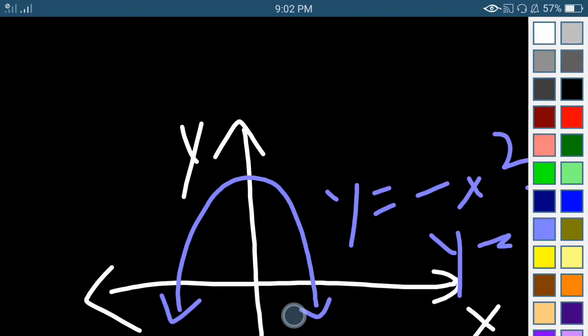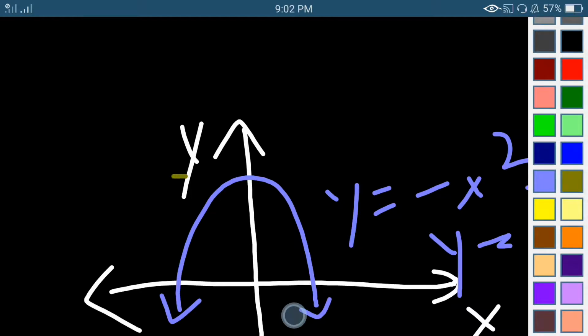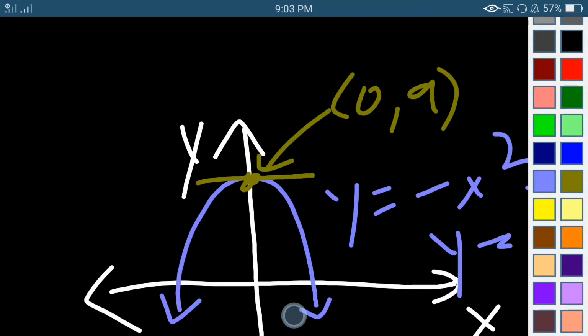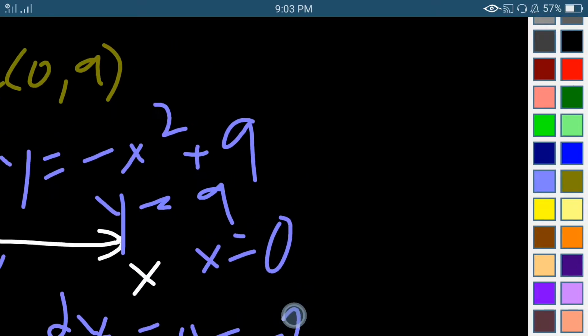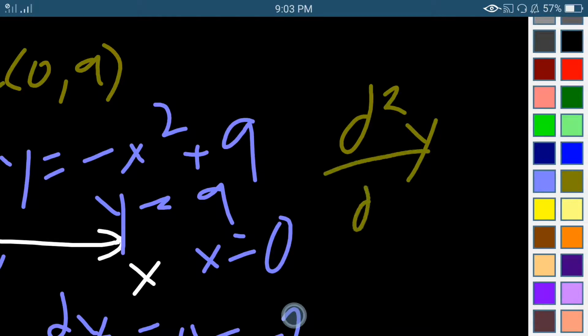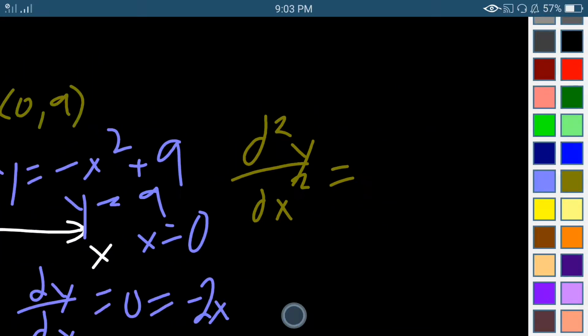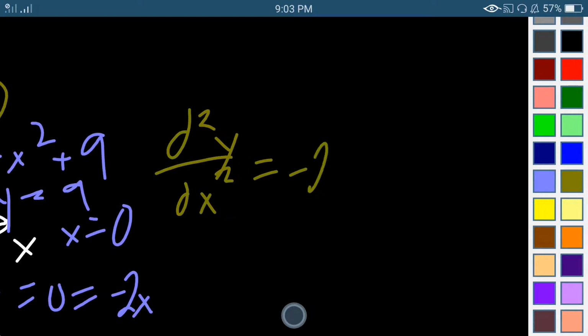So we know that it's a minimum or maximum, and you can clearly see that it is a maximum, but let's assume we don't know that. The point is 0, 9, as indicated by the calculations. Now, all we have to do is take the second derivative. d squared y dx squared is equal to negative 2x, which becomes negative 2.